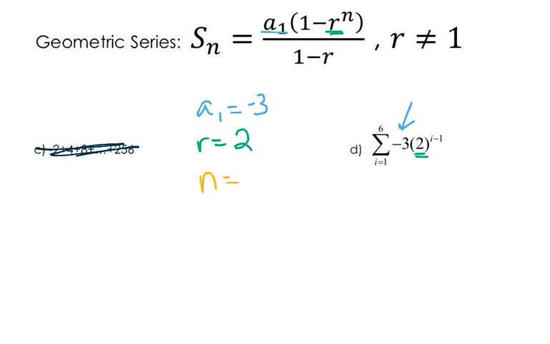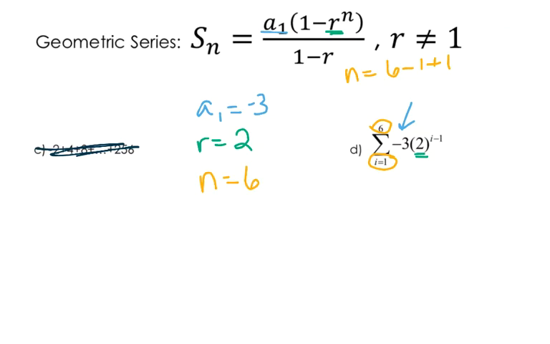And then I need my number of terms. So if you look here, I'm going to plug in a 1, and then a 2, and then a 3, and then a 4, and then a 5, and a 6. The other way we found it is we took the top minus the bottom plus 1. So top minus bottom plus 1, which is just going to give you 6.